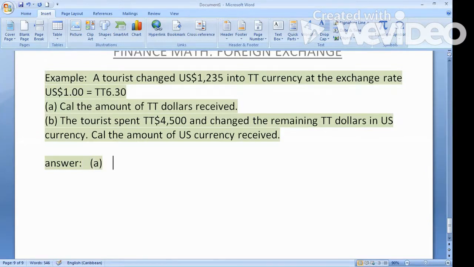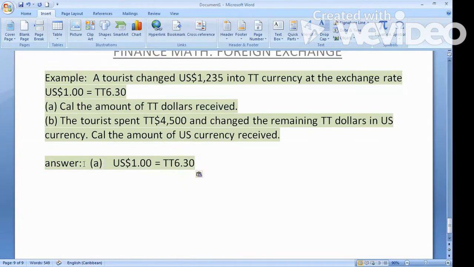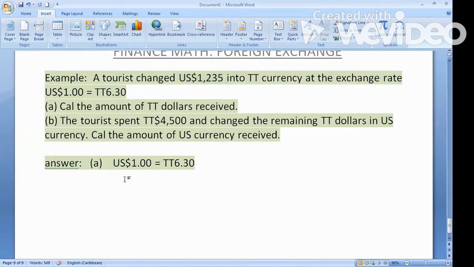The first thing you do is state what the exchange rate is. So that's the exchange rate. Calculate the amount of TT dollars received. What you're going to do is line up. You have 1,000, and you have 1,235 US. I'm lining up the countries with each other, and over here we want TT.